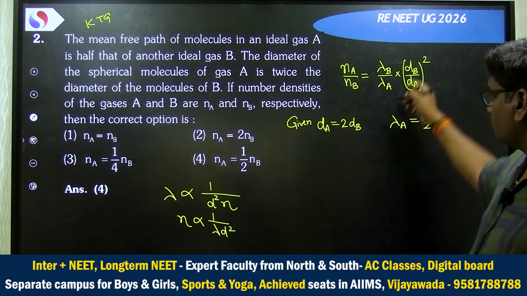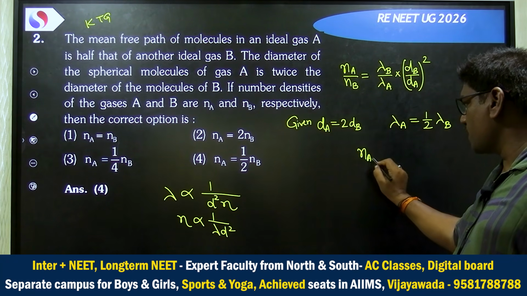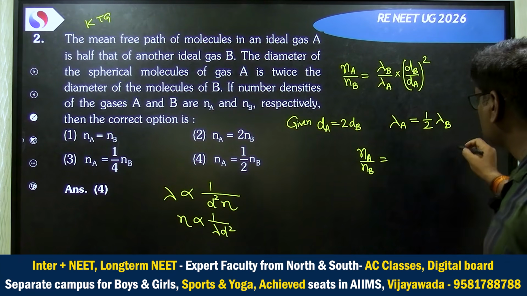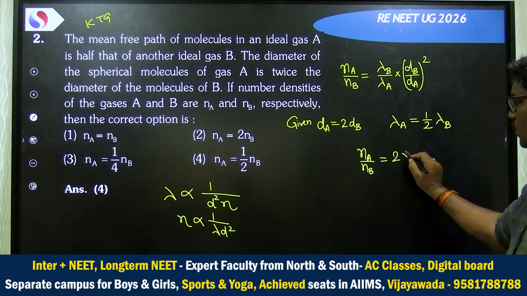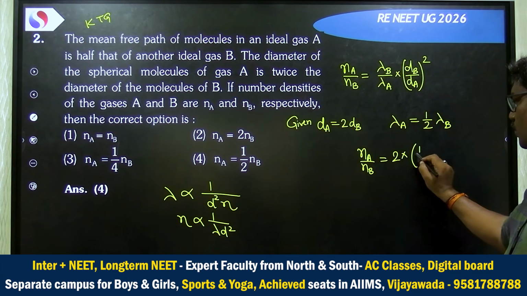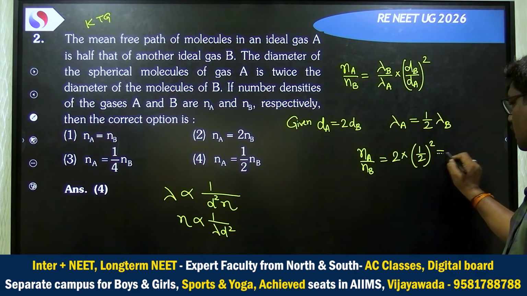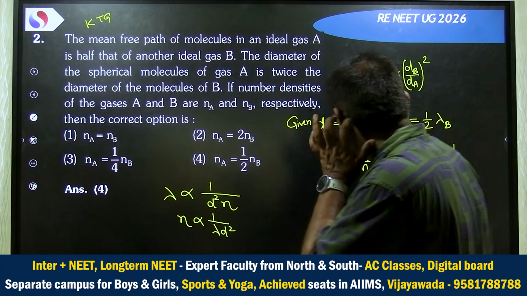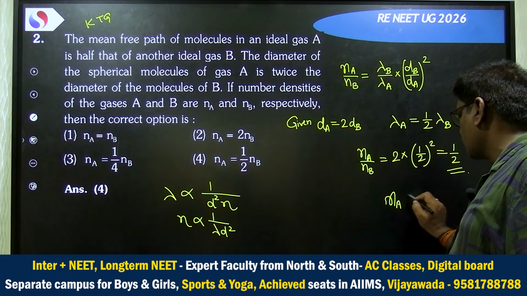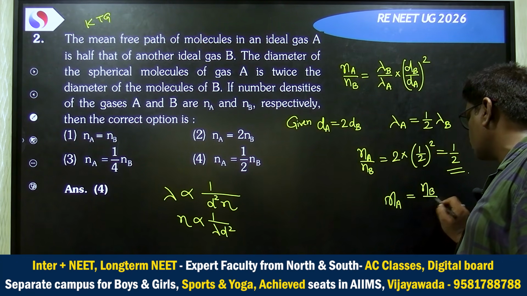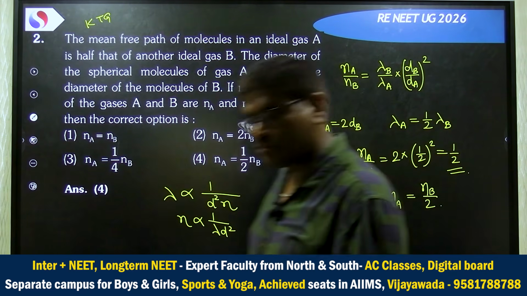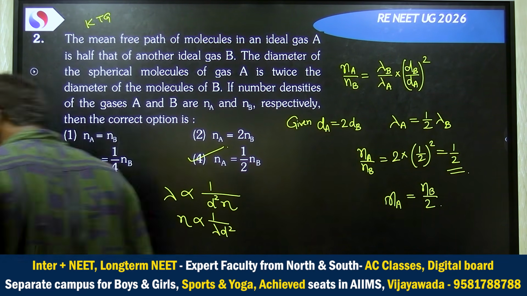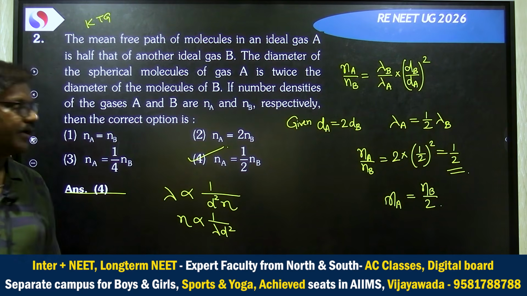So I can substitute these ratios here to get this Na by Nb, which is lambda b by lambda a. Lambda b by lambda a becomes 2 and db by da becomes 1 by 2 whole square. And overall, what we are getting? We are getting 1 by 2 as an answer. So here I can write Na is equal to Nb by 2. Clearly, we have to go with option 4. Option 4. All right. Absolutely.